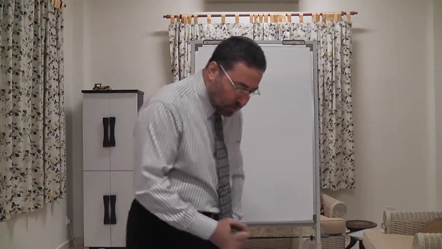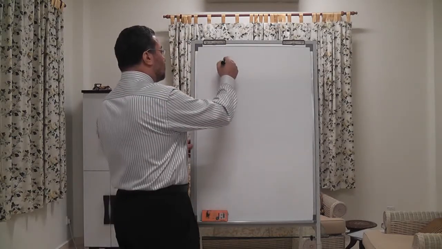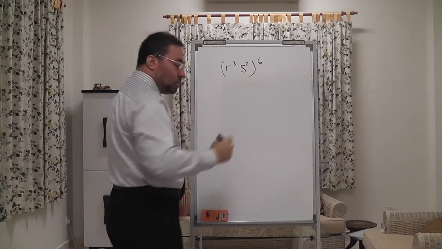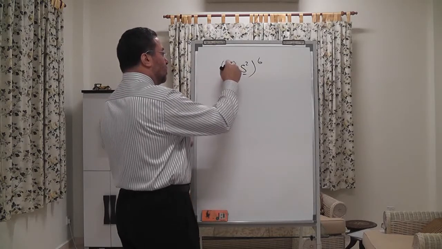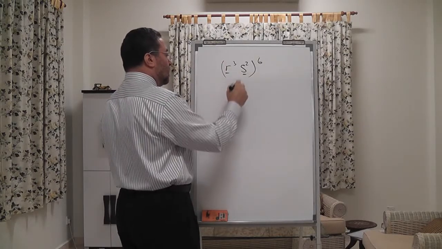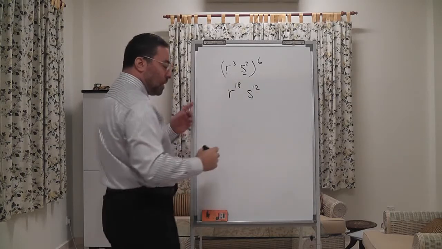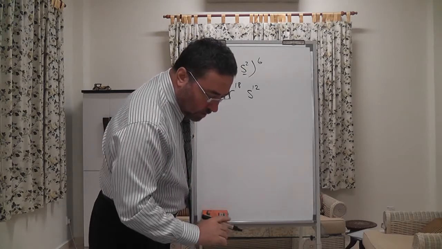So we start with number 16, r cubed s squared, all raised to 6. Here, power to power, we have two bases, so we multiply the power of each one with 6. So we get here 18 and here 12. And that will be the answer. Next is number 20.